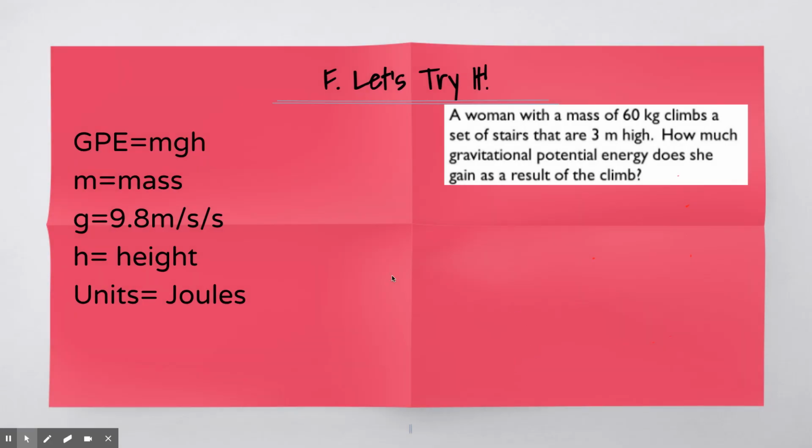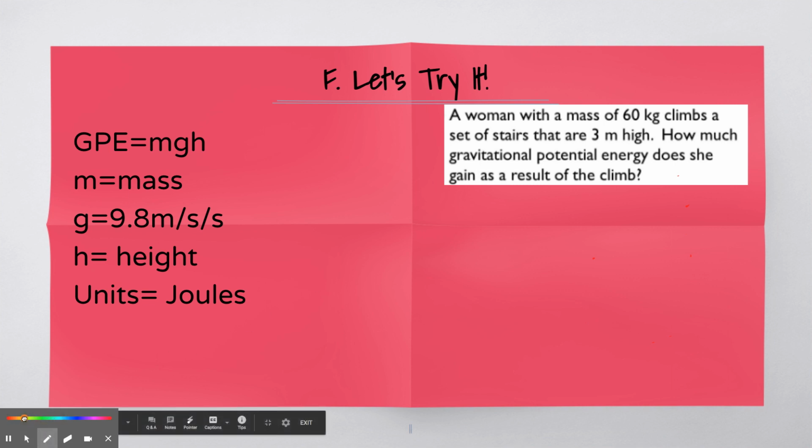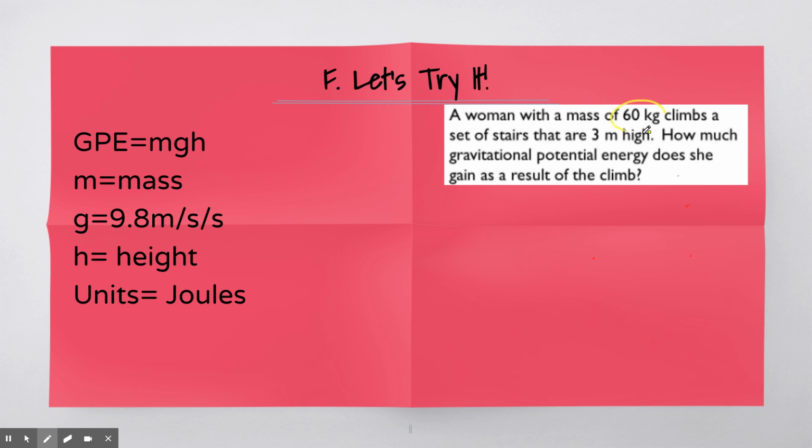So let's try a problem. I'm going to write on here again. All right. So a woman with a mass of 60 kilograms climbs a set of stairs that are 3 meters high. How much gravitational potential energy does she gain as a result of the climb? So she is 60 kilograms is her mass, and the height is going to be 3 meters. So remember, all I do is I do mass times gravity times height.